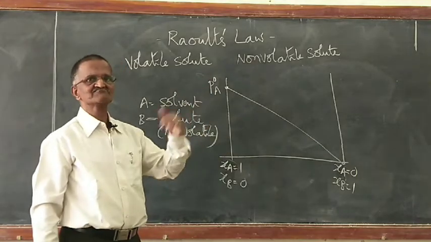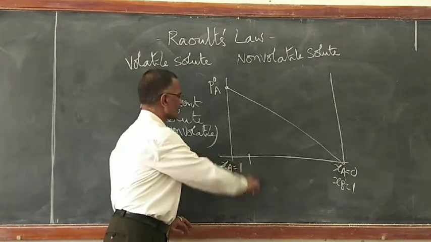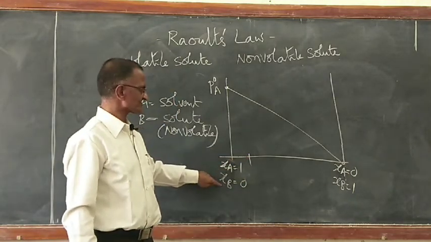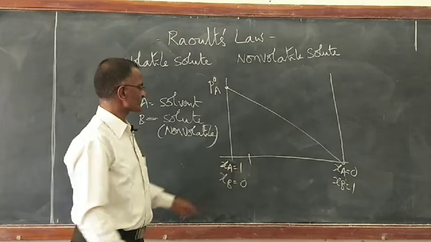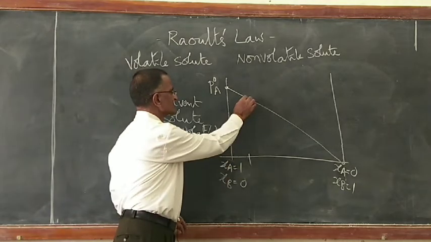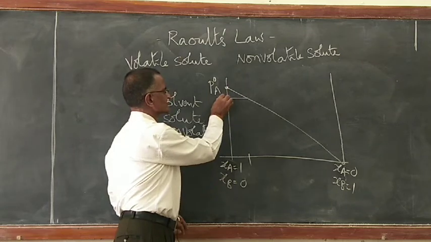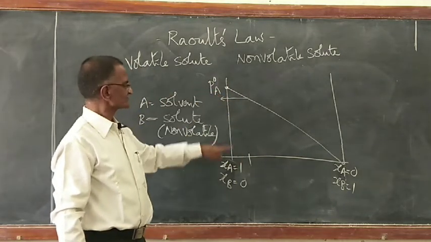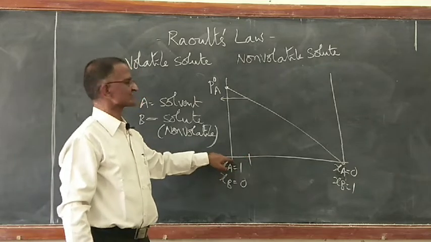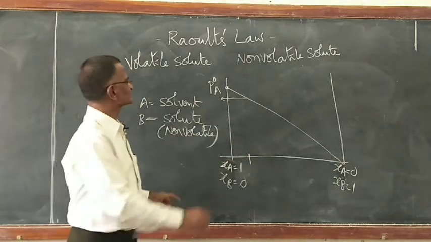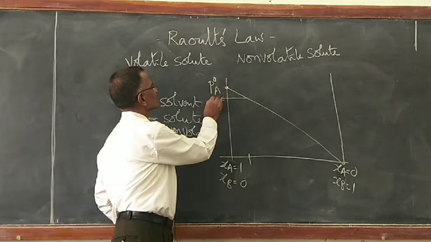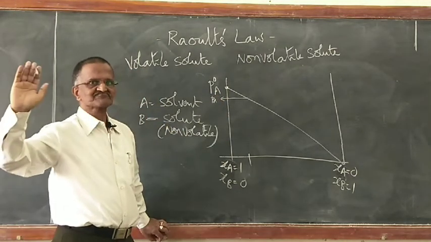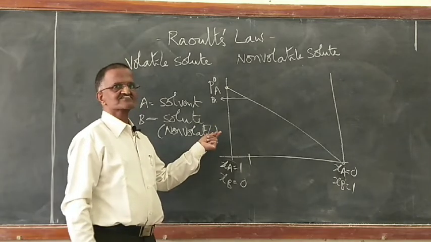And when I have a mixture, here I have a solution in which both A and B are present. Now, what is the pressure which I am going to find out here? That is the pressure on the surface of the solution for that composition of the mixture, which I will call small pa. P naught A is always maximum, Pa is less.